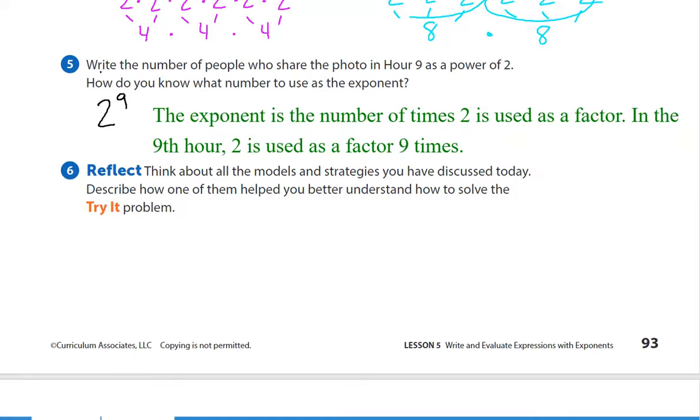Okay, this one's for you to answer. Think in your head, what out of all that we've done so far helped you understand this lesson the best? It's really important to reflect, so pause, write that down, and then come back to me and we'll do 3 practice problems.